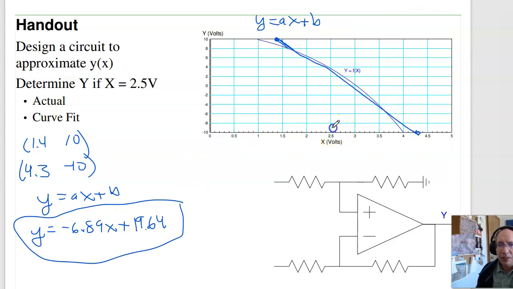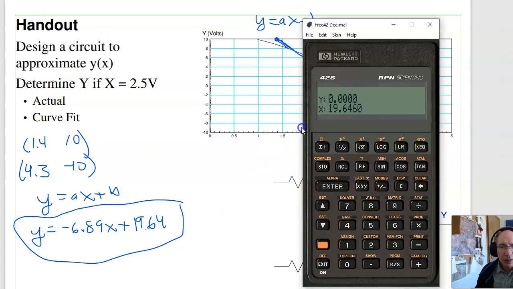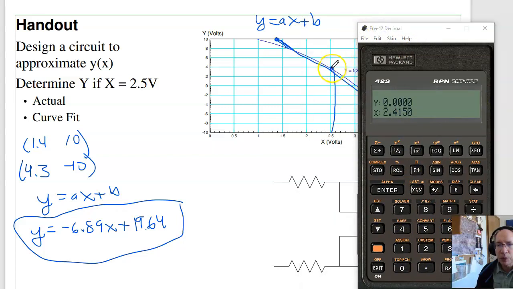If x is equal to 2.5, I can find out what y is. Y from the graph is actually 4. From my curve fit, I would have 2.5 times 6.89 plus 19.64. My curve fit says 2.41, it should be 4. That's the calibration error.